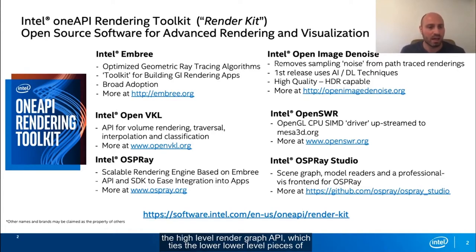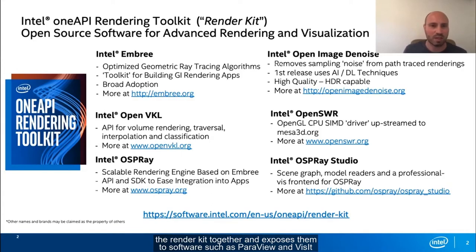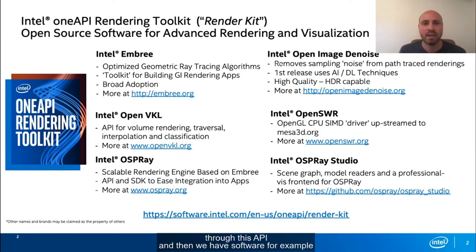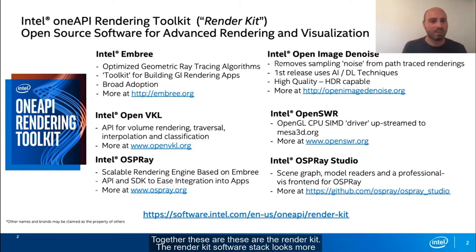OSPRay, which is the high-level render graph API, which ties the lower-level pieces of the render kit together and exposes them to software such as ParaView and VisIt through this API. And then we have software, for example, Open Image Denoise, which is a denoiser for path-traced images, OpenSWR, which is a fast software rasterizer, and OSPRay Studio, which is a highest level front end that we use for professional visualization and quick demos and proofs of concept. Together, these are the render kit.